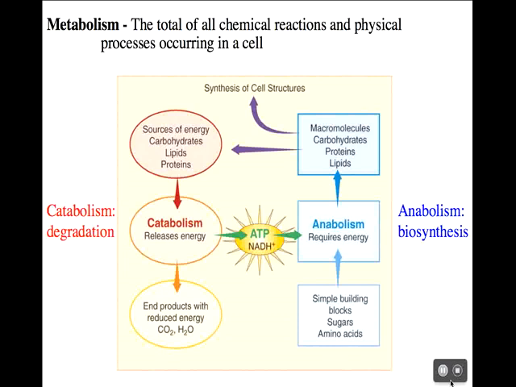On the right-hand side of this diagram in blue are the anabolic pathways. That's anabolism. Anabolism takes small molecules and uses them to build up large macromolecules. So these are the biosynthetic pathways. They generally require an energy input in order to function. So metabolism encompasses both catabolism, the degradation pathways, as well as anabolism, the biosynthetic pathways.